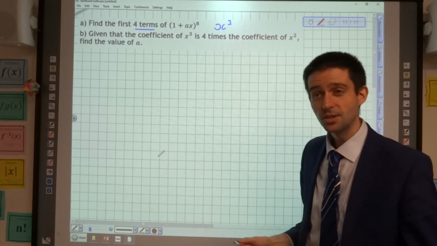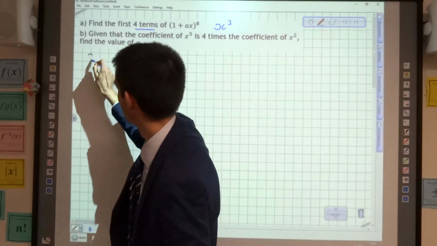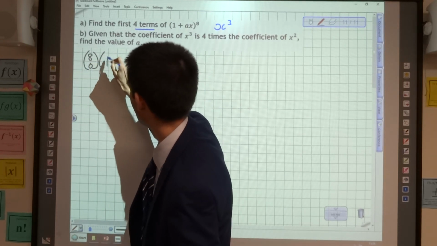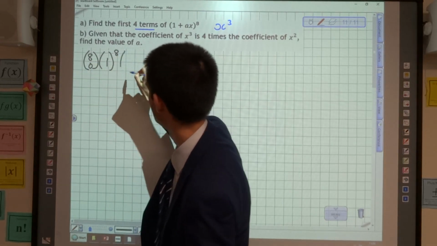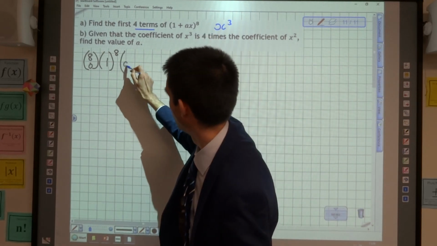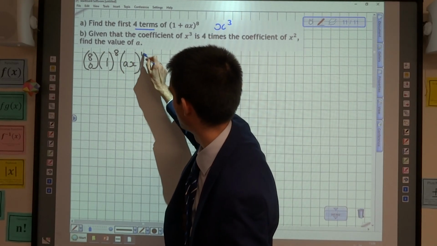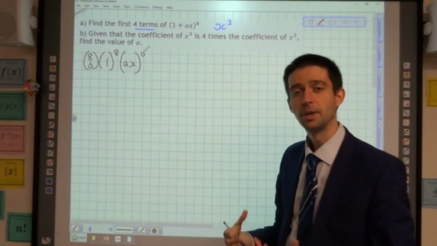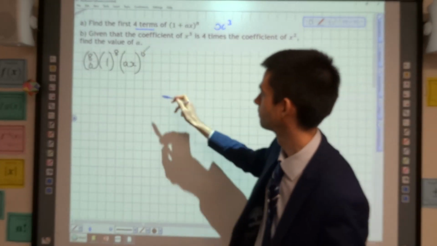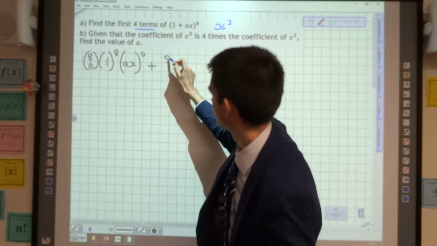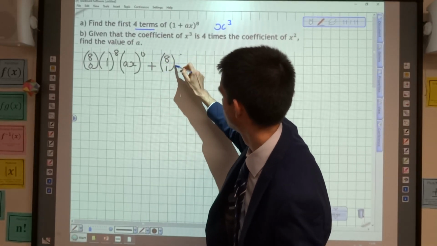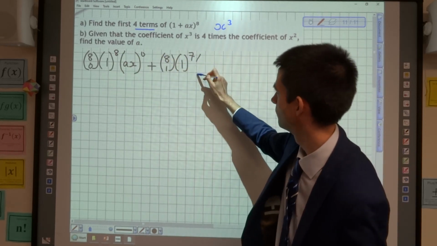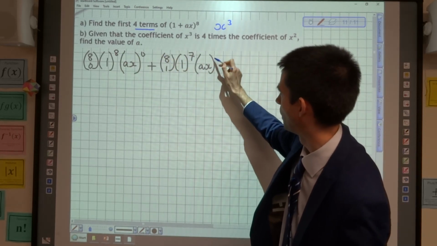Right, the power is 8. So our first term in our expansion is going to be 8 choose 0. We're going to have 1 to the power of 8, which is the highest power, and then we're going to have (ax) to the power of 0. Now remember, the a belongs in the bracket with the x because it's the coefficient of x. Next term is going to be 8 choose 1, 1 to the power of 7. Remember how those powers descend. (ax) to the power of 1.